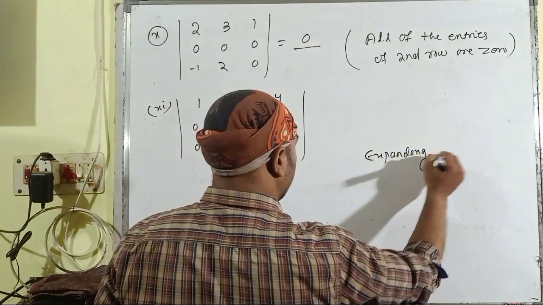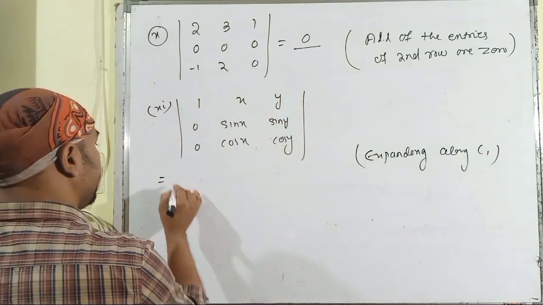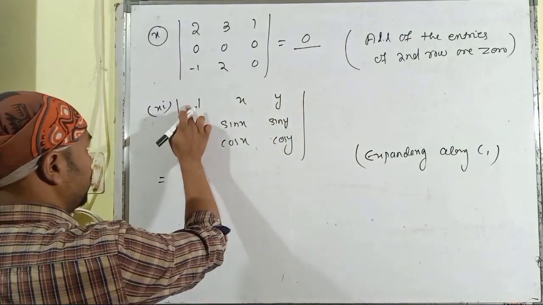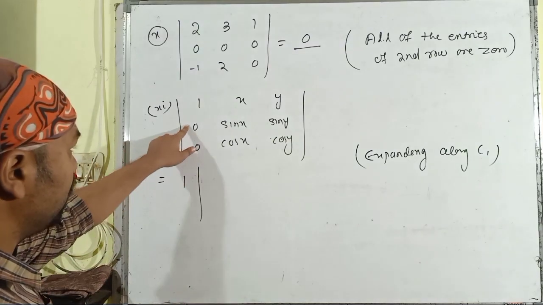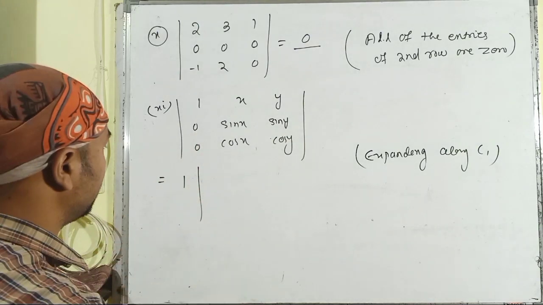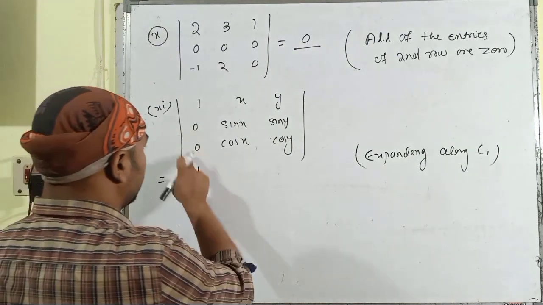Expanding along column 1. This is plus, minus, plus, but we don't need to go through these zeros because they will not affect our answer, and it will again give us the result. For this it is 0, and for this it is 0.